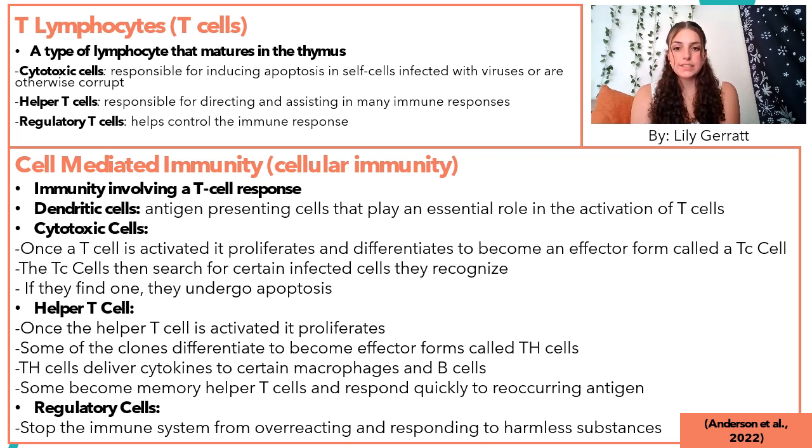Next, there are helper T cells. Once the helper T cell is activated, it proliferates. Some of the clones differentiate to become effector forms that are called TH cells. The TH cells are responsible for delivering cytokines to certain macrophages and B cells. Another form is called memory helper T cells, and they respond quickly to recurring antigens. Lastly, there are regulatory cells. Regulatory cells are important, and they stop the immune system from overreacting and responding to harmless substances.